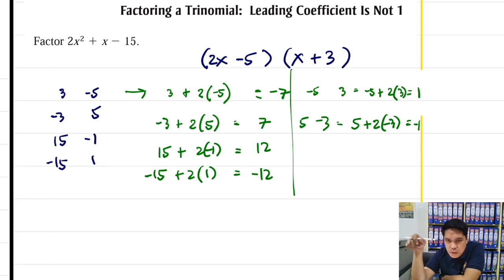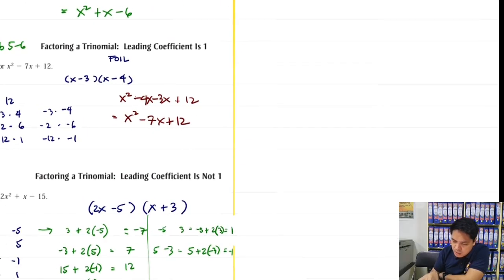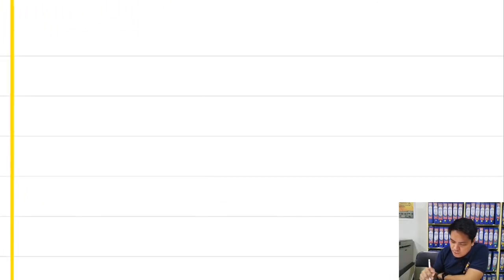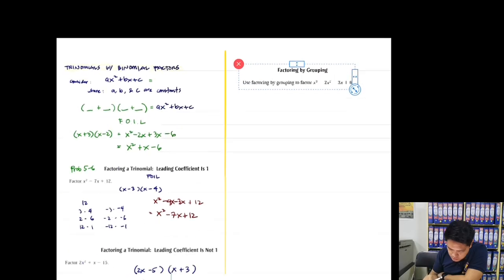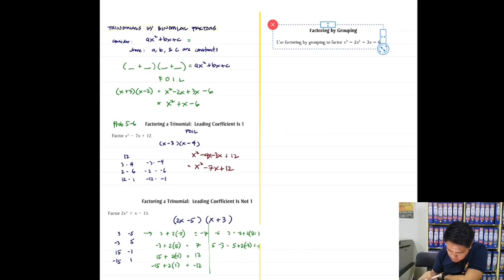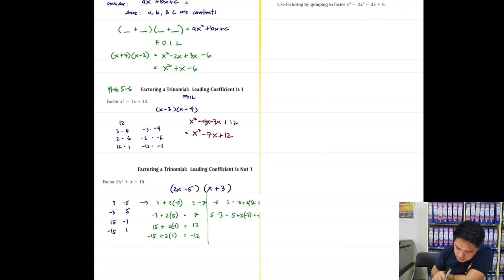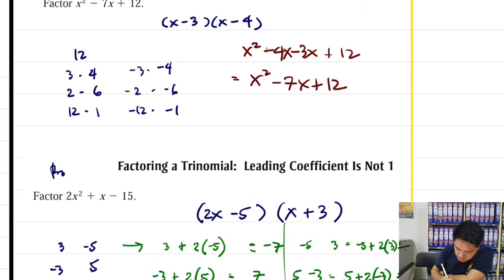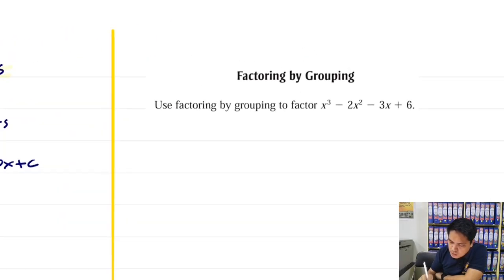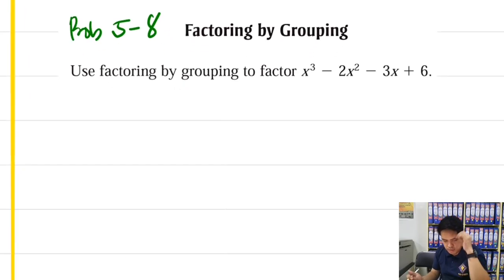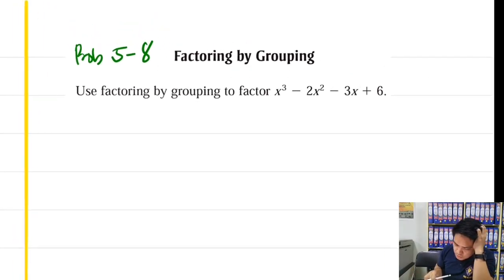Pwede tayong gumamit ng factoring by grouping. Okay? So, I'll show you what is factoring by grouping. Okay, dito na lang. So, how about this one? This is problem 5-7, and this is problem 5-8. Problem 5-8. So, factoring by grouping.